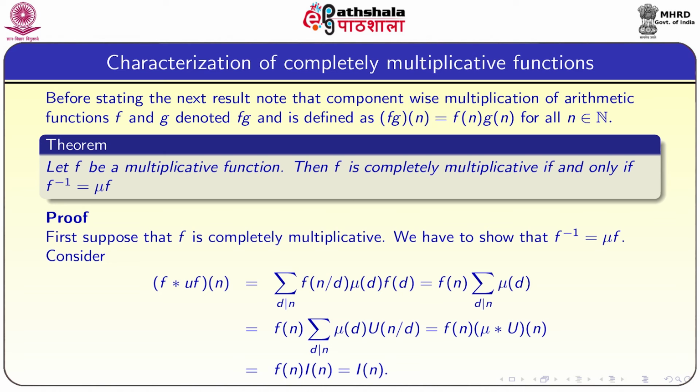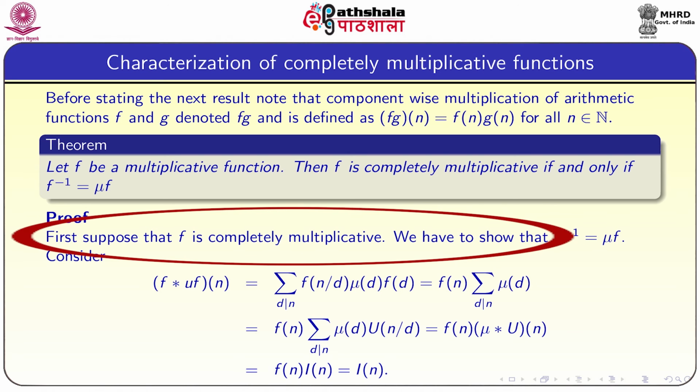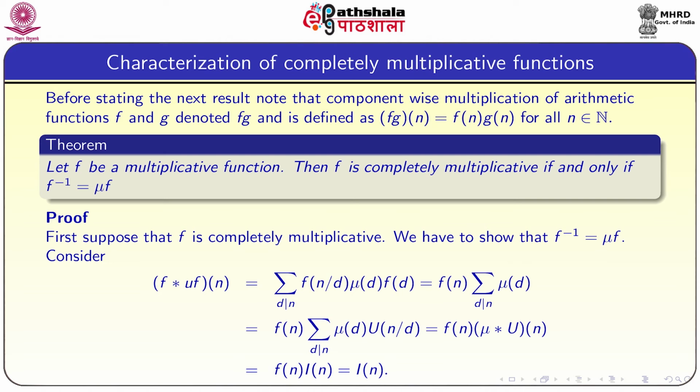So, the proof goes like this. First we suppose that f is completely multiplicative, then we have to show that f inverse is equal to mu into f. For that we will consider f star mu f, since we need to show that mu f is inverse of f. So, f star mu f of n is equal to summation d divides n f of n by d into mu of d into f of d.